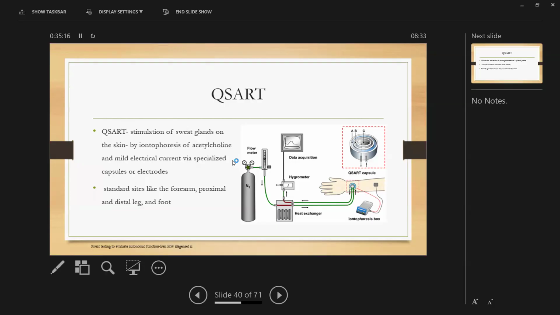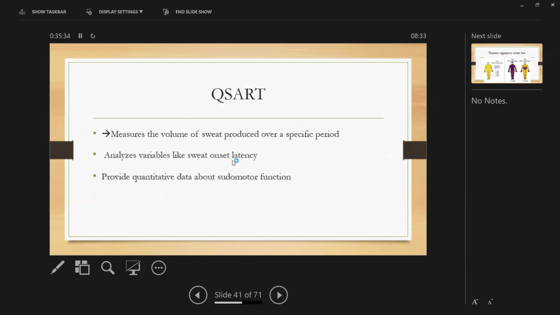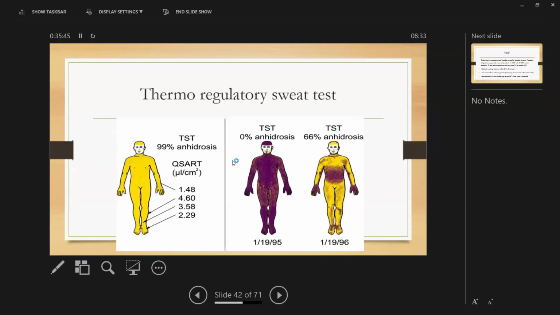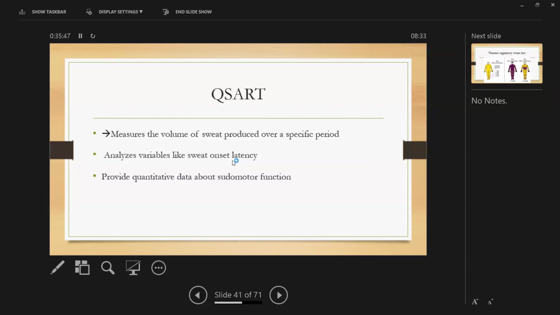So when we stimulate, there will be secretion. If there is proper storage of acetylcholine and the postganglionic neurons are intact, there will be a secretion of acetylcholine and the sweat will be produced. Usually it is studied at multiple sites, like the forearm, proximal and distal leg, and foot. It is quantitative, so it measures the volume of sweat produced, and it can also tell the latency of the sweat production. It provides both quantitative and qualitative data of the sudomotor function. So this test is only for the integrity of the postganglionic neurons. Only when the postganglionic sudomotor neurons get affected will the QSART be affected.